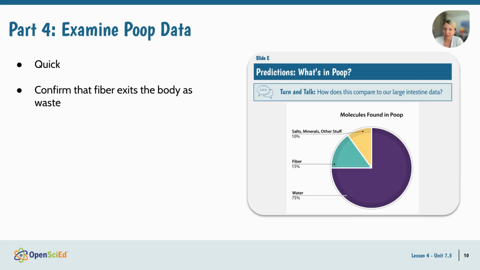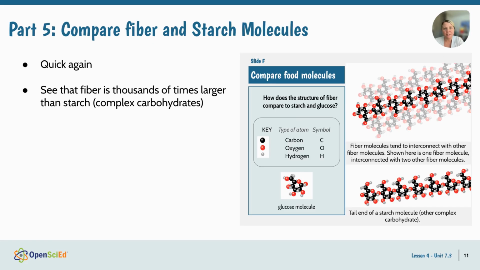This is a very quick section, maybe about 5 minutes total. But here the students are really able to confirm that the waste that comes out of the human body is mostly water and fiber with some other small molecules remaining. But that's it. This leads us to part 5. This is another quick section, but important for the students' understanding of why the fiber leaves the body as waste. Here they see that the fiber looks like a lot of glucose and starch molecules put together, but it's thousands of times larger than glucose, and it leaves the body the same way as it enters the mouth.